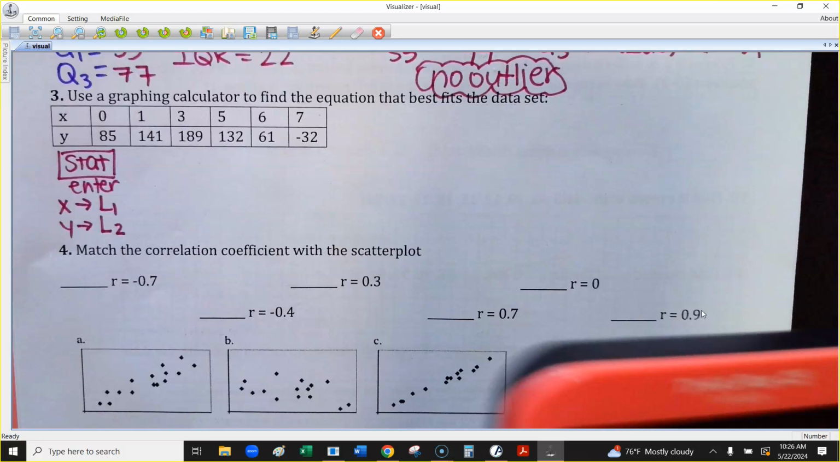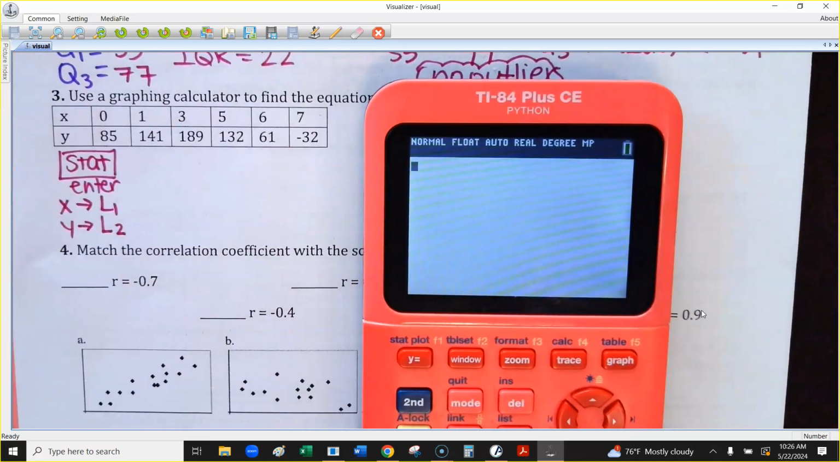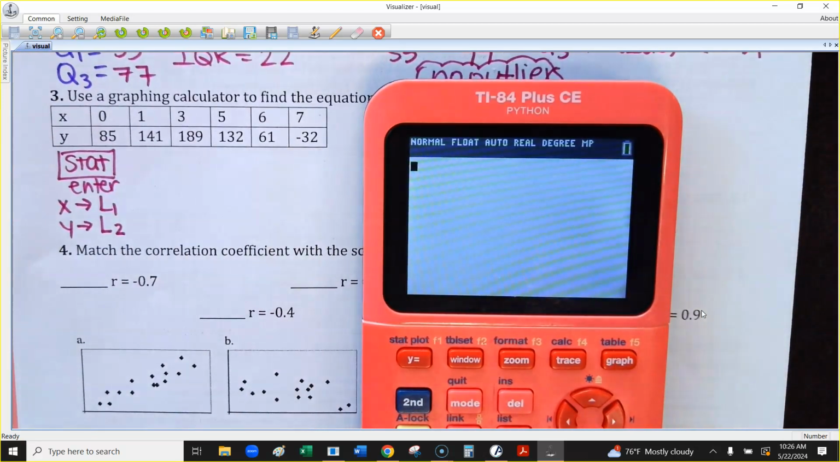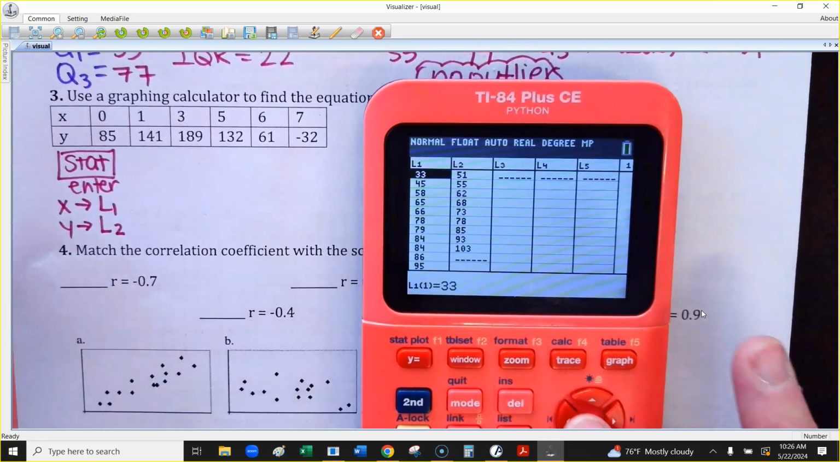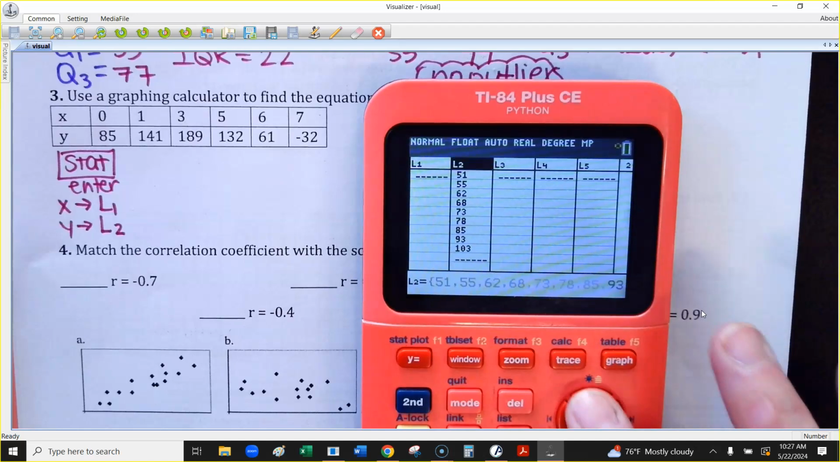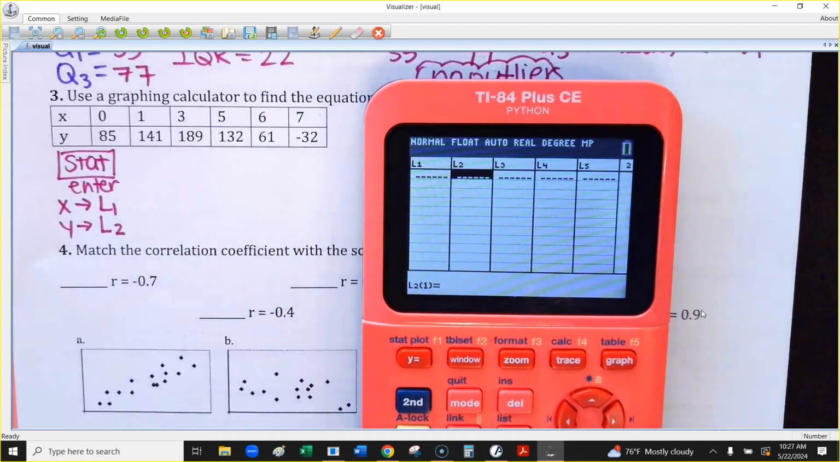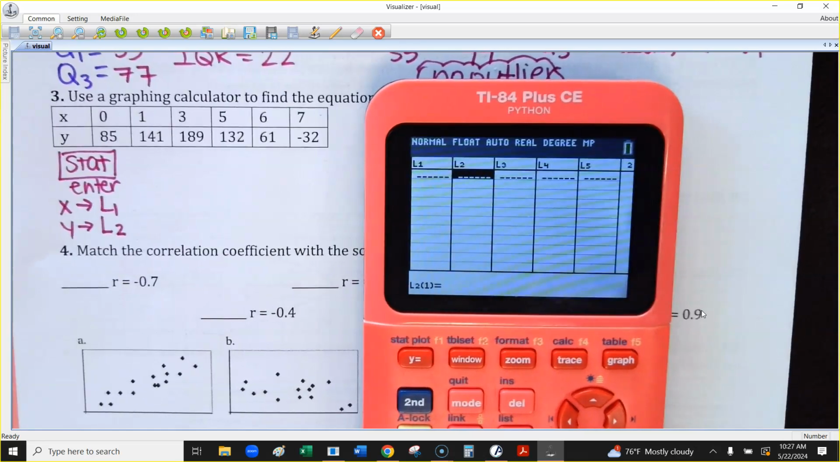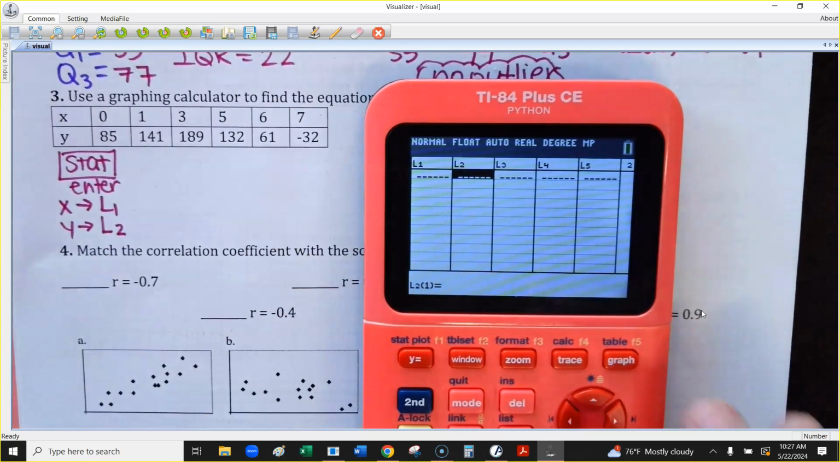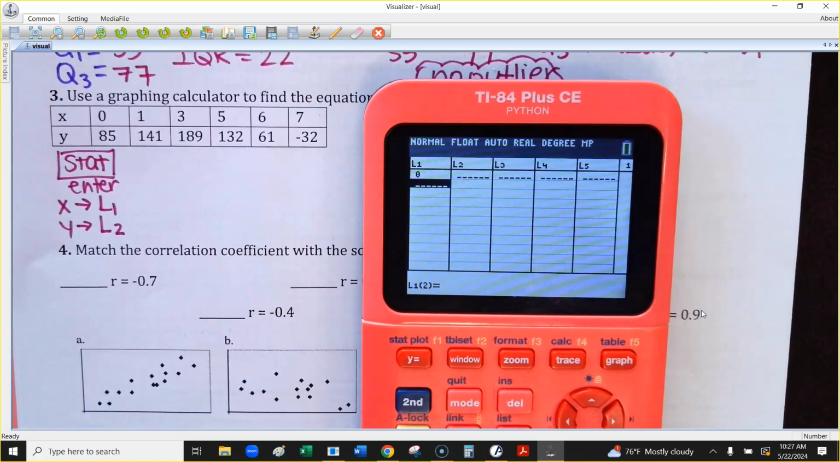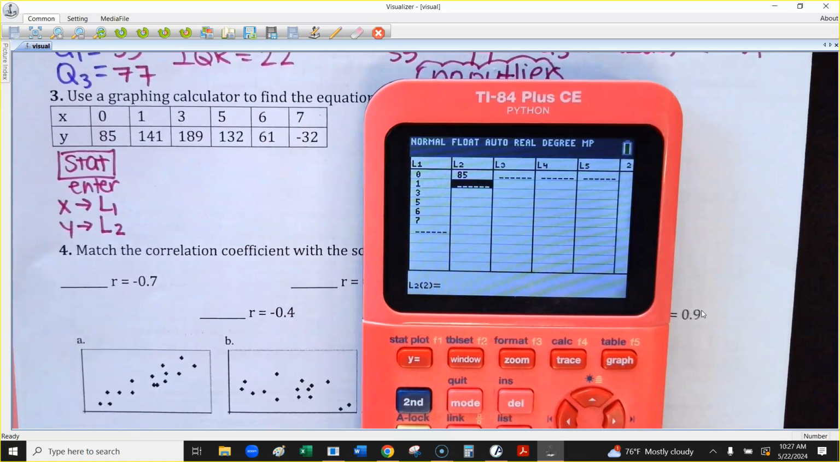That might be, if you don't remember how to do this, that might be something I would take a little tiny bit of space on my little cheat sheet. So I'm going to do stat edit, and if I've got data in here, just arrow up to the top of the column so it's highlighted, hit enter, or hit clear and hit enter, and it'll wipe all the information out. The X values, 0, 1, 3, 5, 6, and 7. And then the Y values, just trying to match them up. You got to hit enter in between each one.